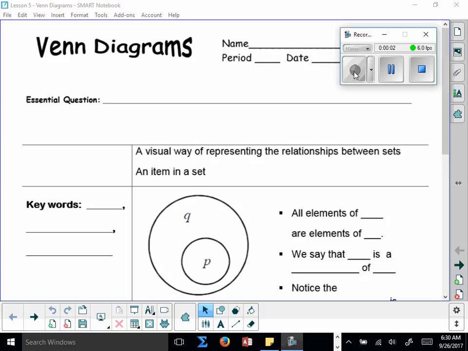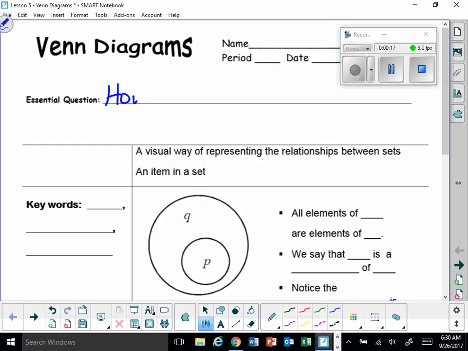Our next lesson in Unit 2 on Logic and Reasoning deals with Venn diagrams. Venn diagrams are a visual way of representing how information relates to each other. So our essential question is, how do I draw and interpret Venn diagrams?